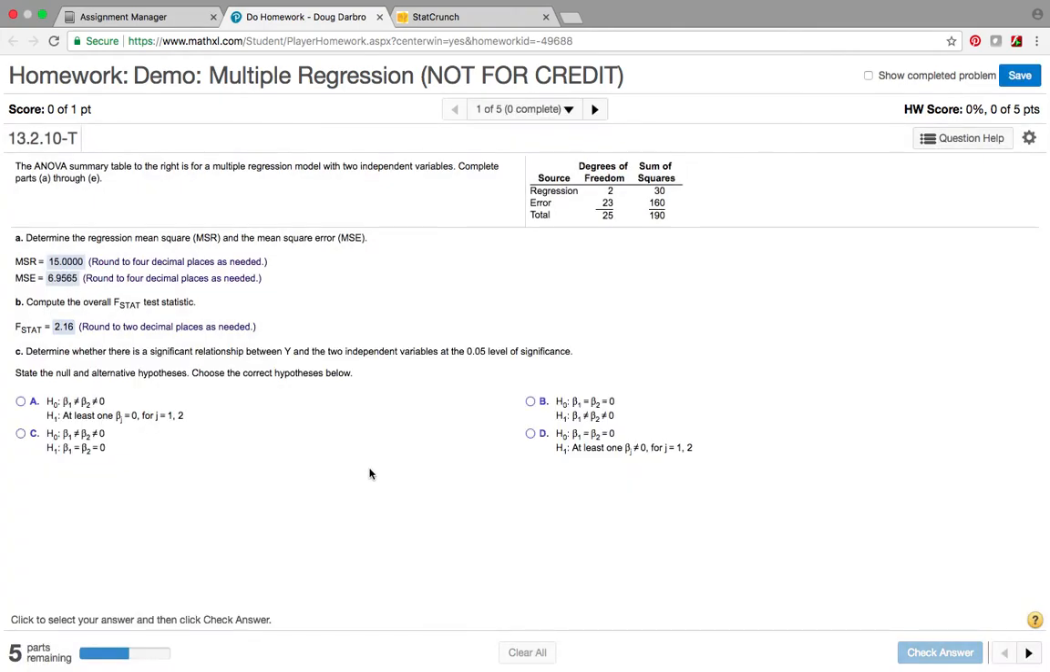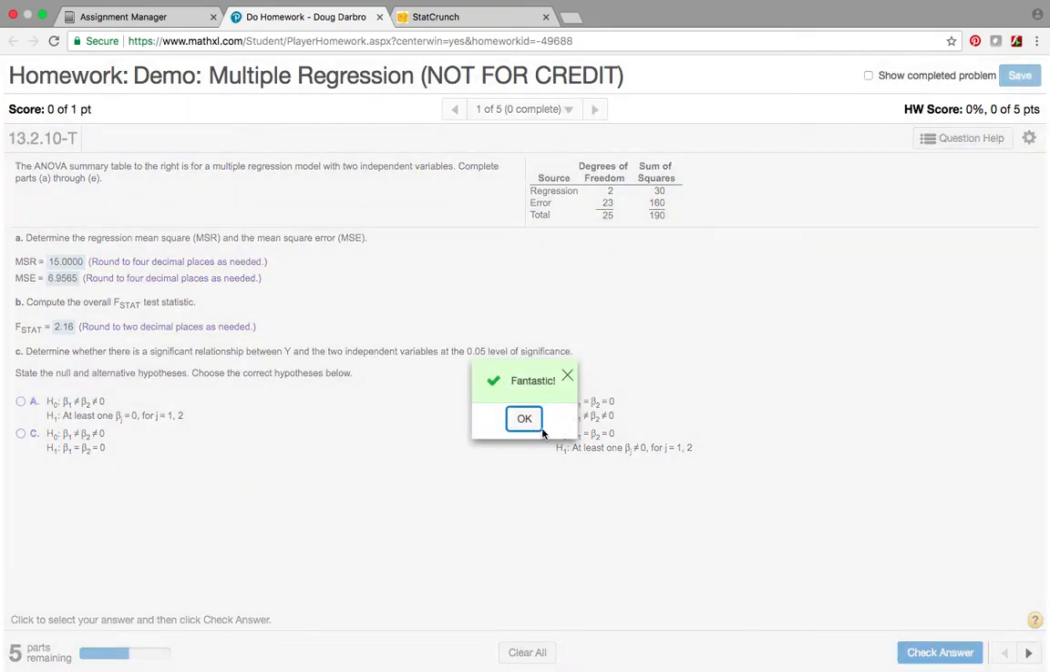Now, determine the null hypothesis. We have 2 independent variables, so we need 2 betas in the null hypothesis. When I look through this, A and C can't be true because the null hypothesis assumes that the slopes are equal to 0. The only 2 that meet that condition are B and D. B is incorrect because in the alternative it says that these slopes aren't necessarily equal to each other, when they could be equal. The alternative is supposed to be that at least one of those is not equal to 0. So clearly D is the correct answer.